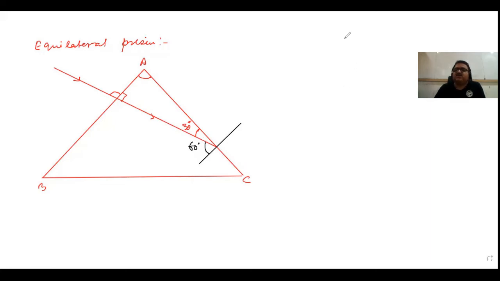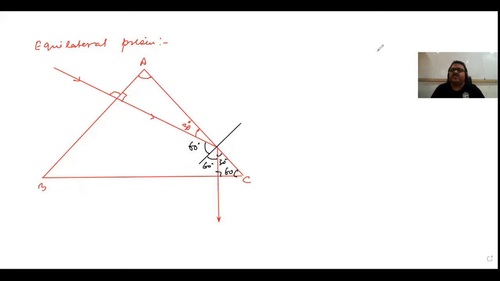Okay. Now, next part is why it is going like this? We can do this calculation easily. This is 60, so this is 60. This is 60 already known. This is 30, so this must be 90. So this is the action of equilateral prism, correct? And this is the application of DIR in equilateral prism.